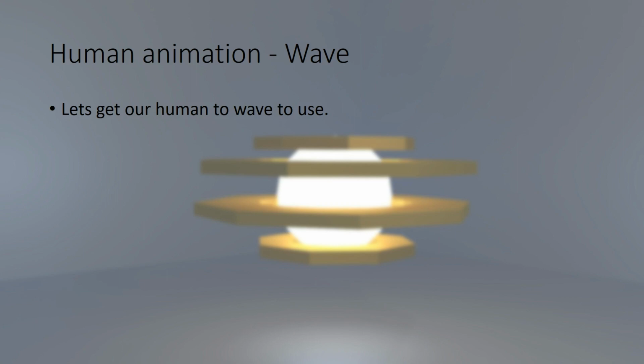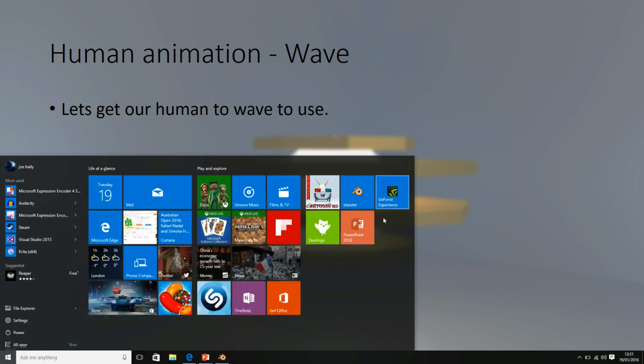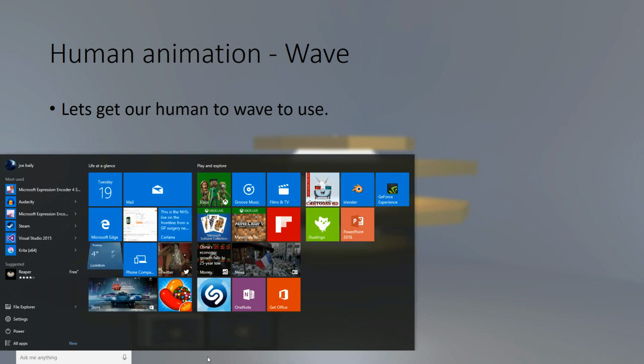So let's create our next animation for our human. We're going to get him to wave. Now obviously we don't have any proper hands to wave with, but we're just going to wave our arms. So this is going to be another arm animation. Let's have a look at how we can do this.